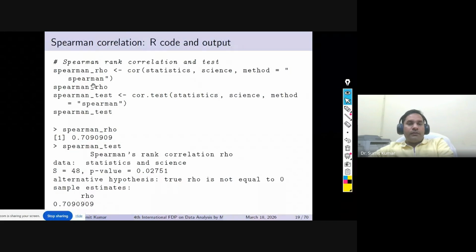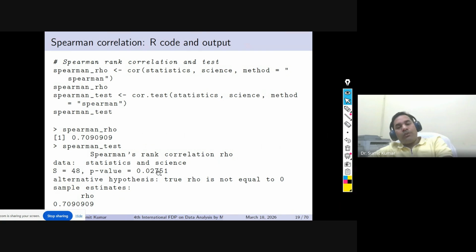For the rank correlation, again, you are finding the Spearman rank correlation, but for the ranks. So for the Spearman rank test, you have to use the cor.test command between statistics and science with the method Spearman. It will again provide you the Spearman rho values. The test statistic is 48, that is the answer, the sum of di square, and the p value is 0.25.